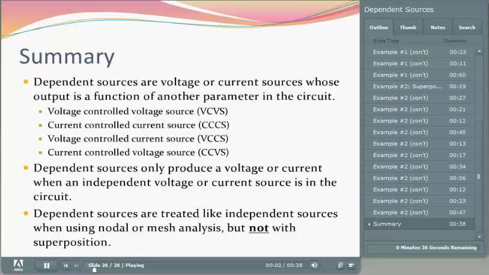In summary, dependent sources are voltage or current sources whose output is a function of another parameter in the circuit. Voltage-controlled voltage sources, current-controlled current sources, voltage-controlled current sources, and current-controlled voltage sources are the 4 different types of dependent sources. Dependent sources only produce an output when there happens to be an independent source in the circuit. And lastly, dependent sources are treated like independent sources when using nodal or mesh analysis, but not with superposition.